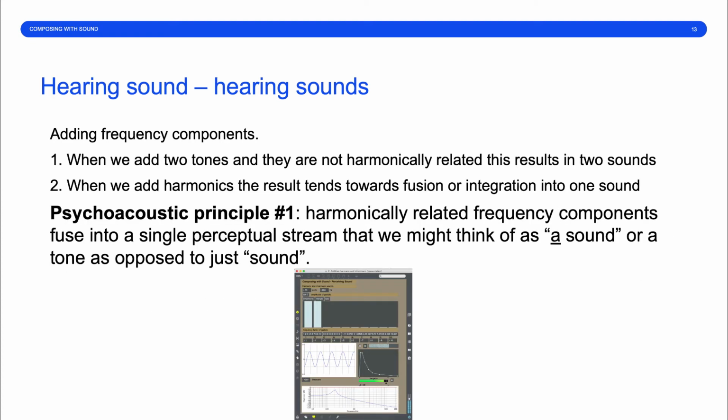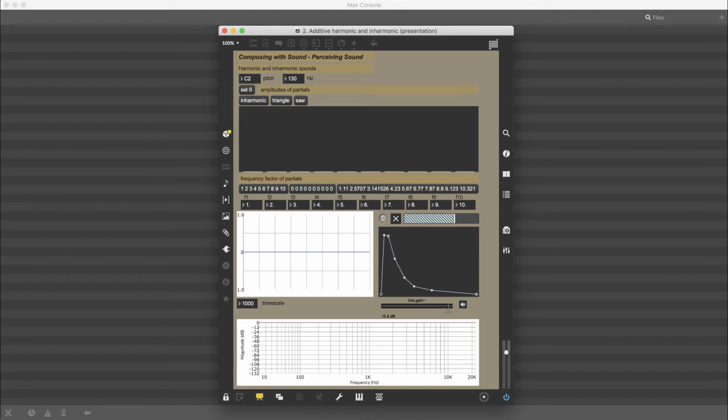Okay, so we're going to do some more experiments. We're going to try adding frequency components together, adding sine wave components together to see what happens. In this experiment, first we're going to add two tones that are not harmonically related, and as we'll see, this results in two easily perceived separate sounds. And then we're going to try an experiment in which we add sounds, frequency components, sine waves from the harmonic series together, and hopefully we'll get a sense of them fusing together into a single sound. Let's try that experiment.